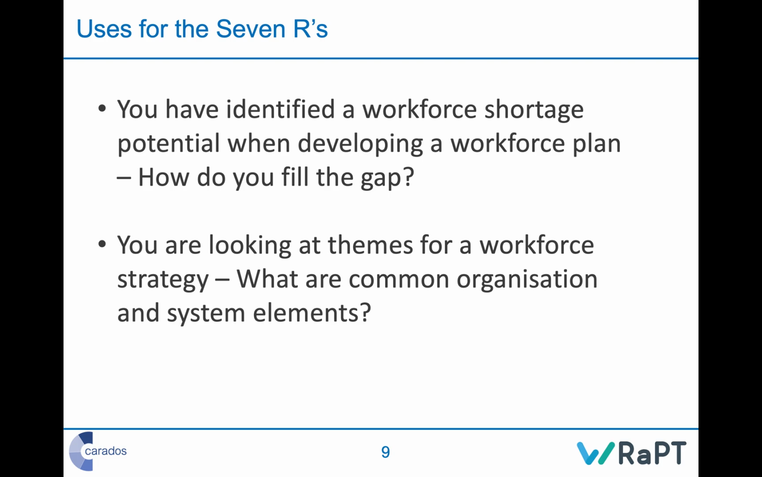The second reason you might want the 7 R's is if you're looking at themes for a workforce strategy. You might want to think about what are common organisation and system elements. Certainly from a macro point of view, you might be looking at your system as to how do you fill a gap of 30 or 40 doctors in certain specialties, or how do you fill a gap of 100 apprentices that you need, or whatever else, if you're looking at a system or region wide. But you might also be looking at ideas for what should form part of system interventions, and this list can be helpful for that as well when you're thinking of your options.